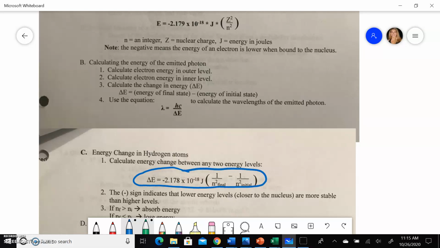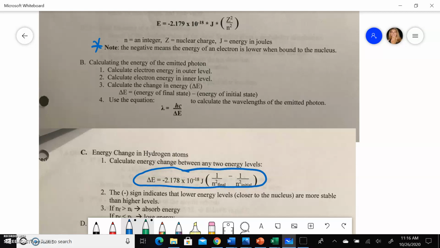This is going to allow you to calculate the difference in electron jumps. As an electron moves from one energy level to another, you can calculate the energy involved using this. The lowercase n stands for the energy level. Notice that you're going from the final to the initial, and it's 1 over the final n squared minus 1 over the initial n squared, and then multiplied by that constant. Notice that there is a negative right here, and that negative means that the energy of an electron is lower when it's closer to the nucleus. As you move away from the nucleus, it's at a higher energy state.